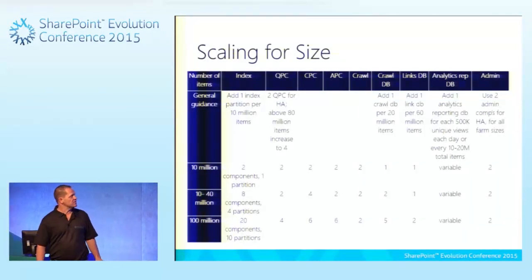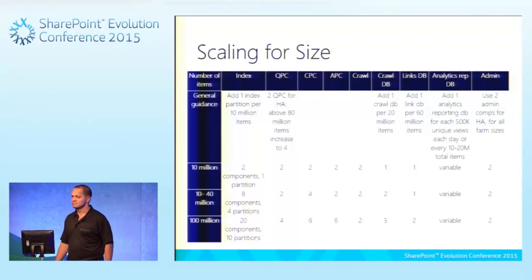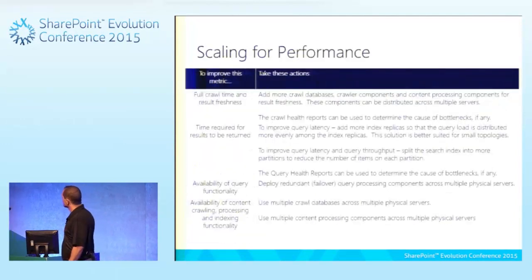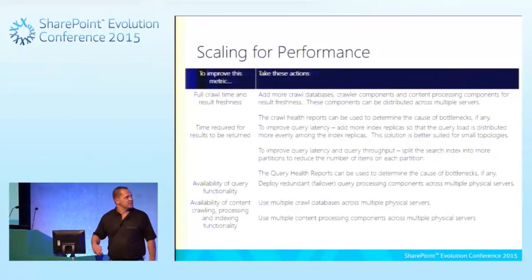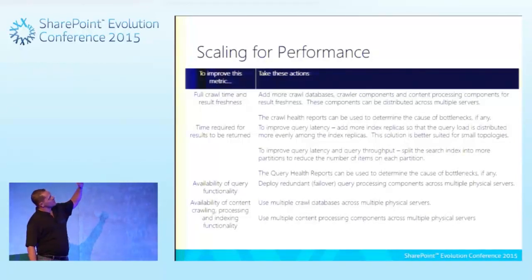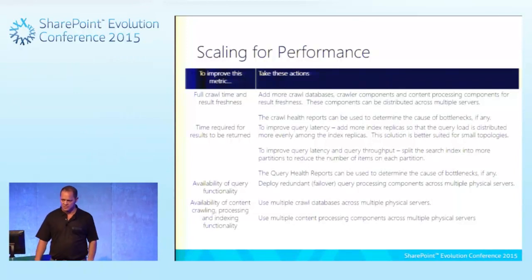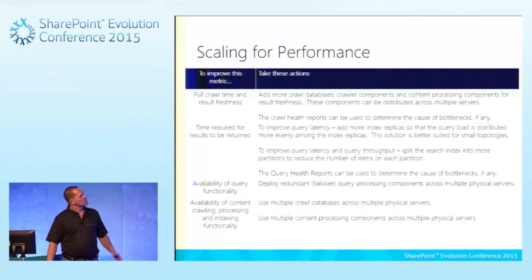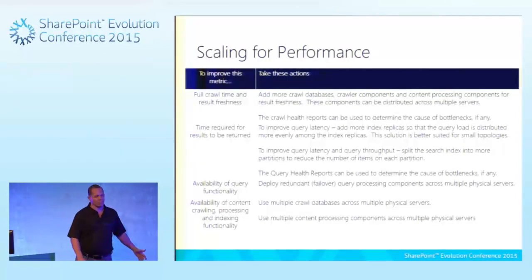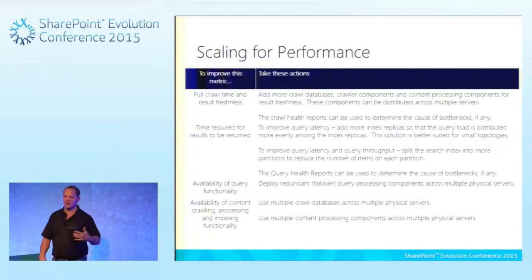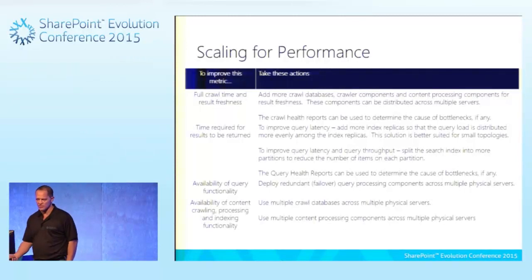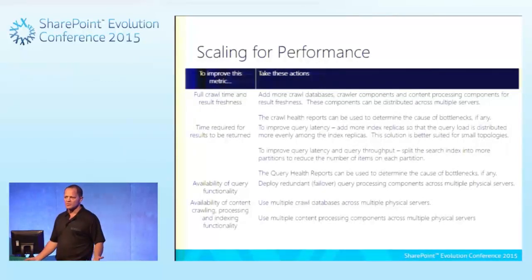So I'm not going to hit every single item, but this is also another quick cheat sheet for scaling. I'm not saying this is the be-all and end-all, but this is good guidance from the product group. And again, some more detail on it. If you want to improve your full crawl time and result freshness, add more crawl databases. Add more crawl components and content processing components, because again, it's about how fresh my results are and how fast my queries are. I mean, that's why we're optimizing the search, isn't it?